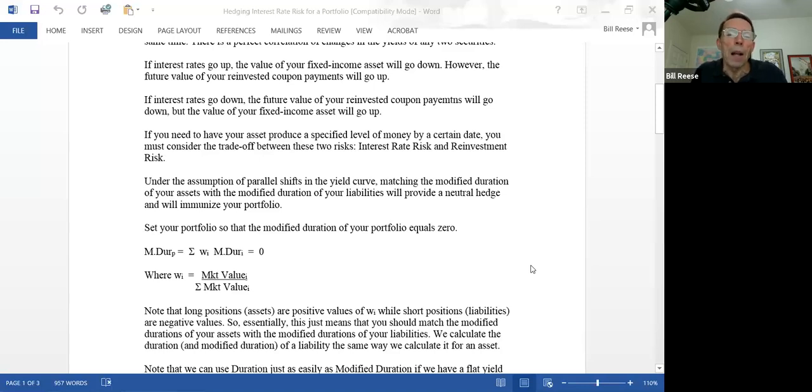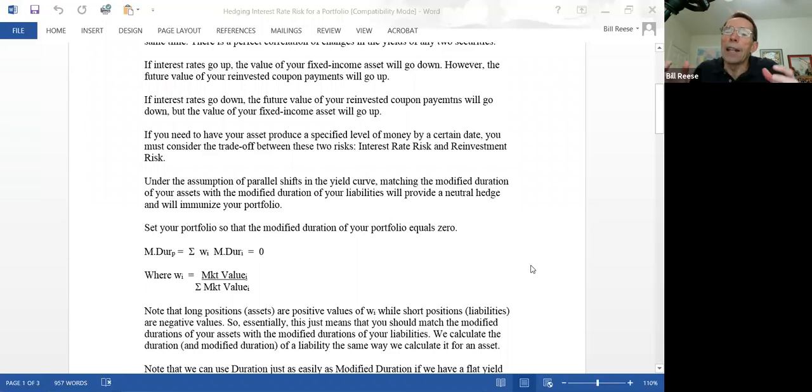Because remember, modified duration tells you percentage-wise how much your portfolio's value will go down if there is a 1% increase in interest rates, and how much it will go up if there is a 1% decrease in interest rates. Well, if the modified duration is 0, that's telling you that if interest rates go up by 1%, the value of the portfolio is going down by 0%. And if interest rates go down by 1%, the value of your portfolio is going up by 0%. So creating a modified duration of 0 will do that.